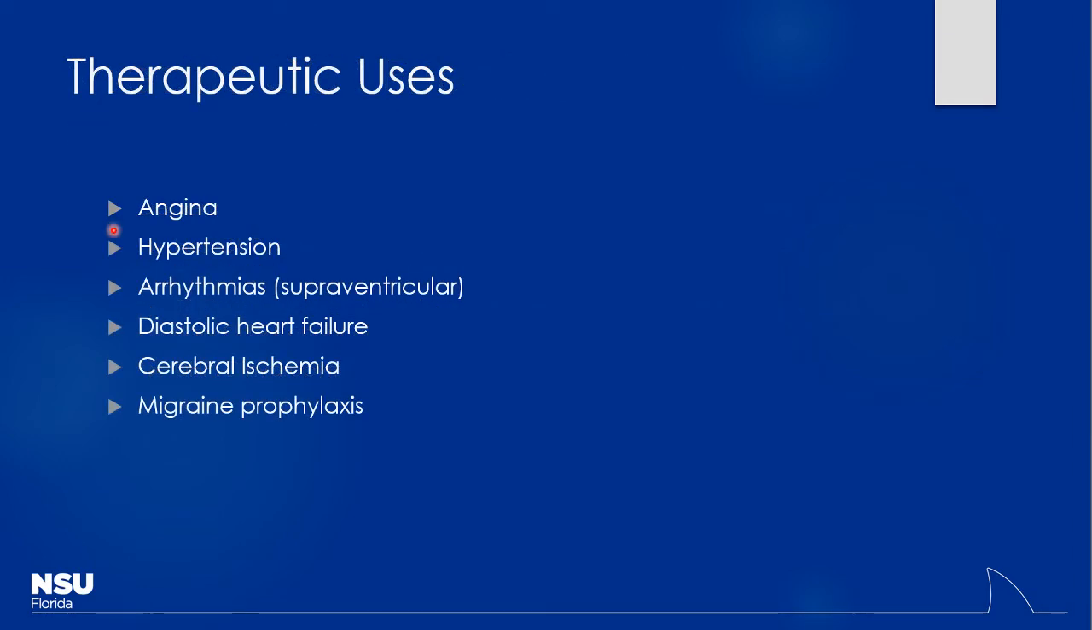So what do we use these drugs for? Well, we can use them for angina, we can use them for hypertension. A lot of supraventricular arrhythmias will be treated. So again, if there's too much conduction from the atria down to the ventricles, you can slow down the transmittance of that signal using something like a calcium channel blocker potentially. We'll see this with cerebral ischemia, migraine prophylaxis. There's a lot of different things we can use calcium channel blockers for. We'll figure out where to use each one of the agents and see which one might be better suited for one thing versus another.